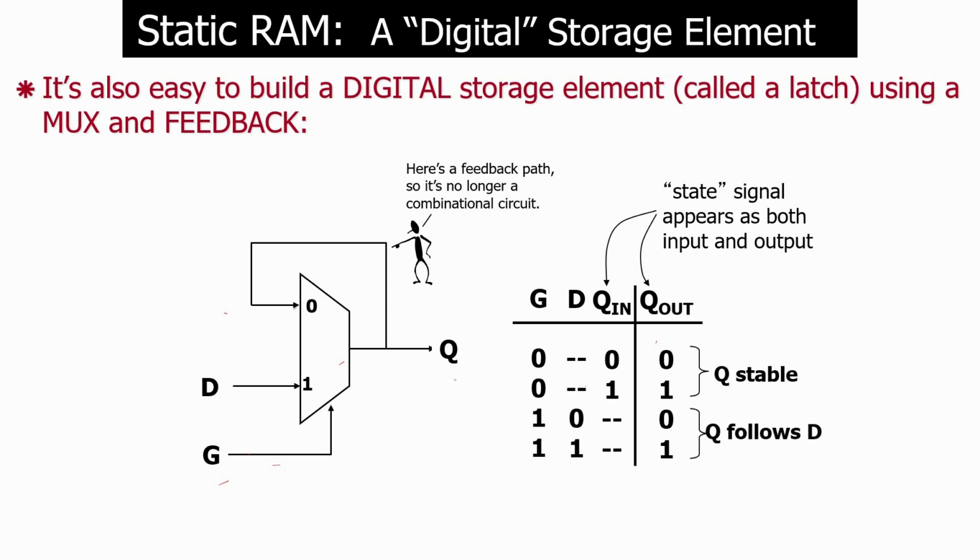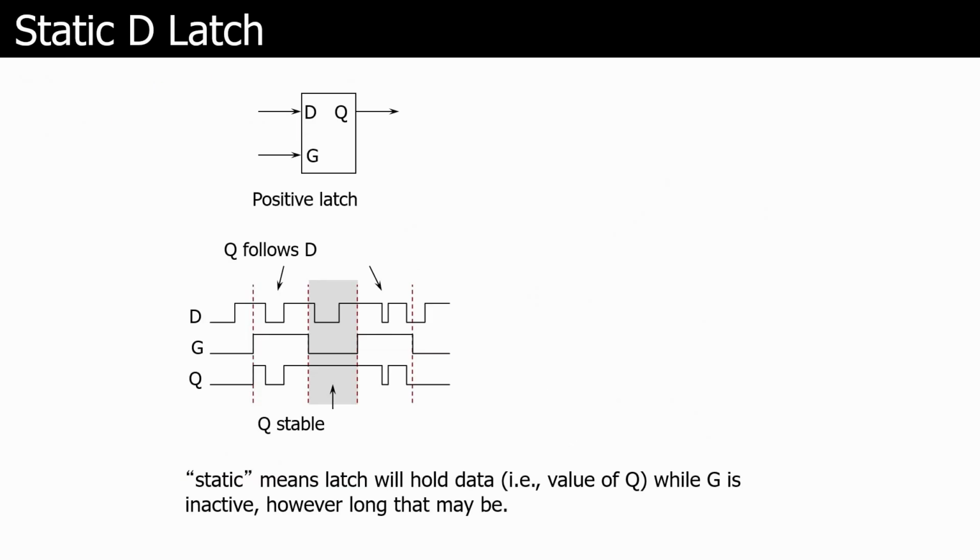So Q is called stable when you have 0 for your G, your multiplexer value, because it's just looping around here, and you have Q following D, or your data, when the multiplexer value is 1. So hopefully that's very clear. Here's an example of how that works.